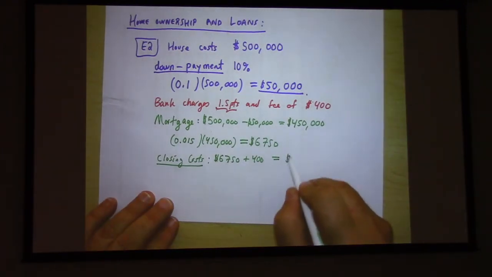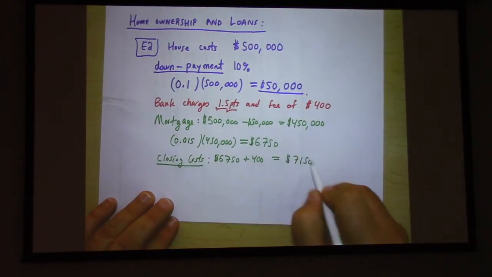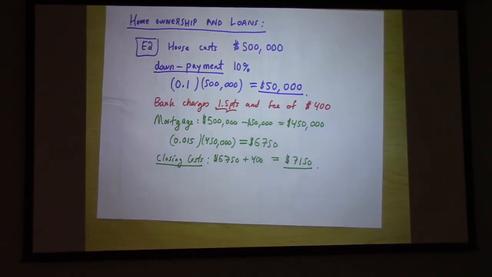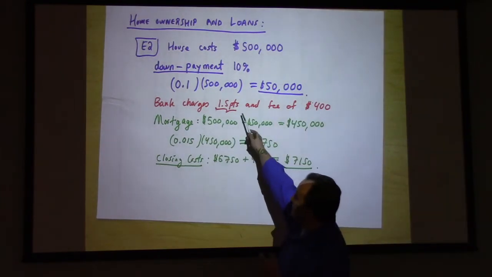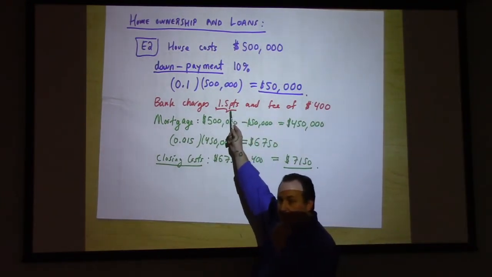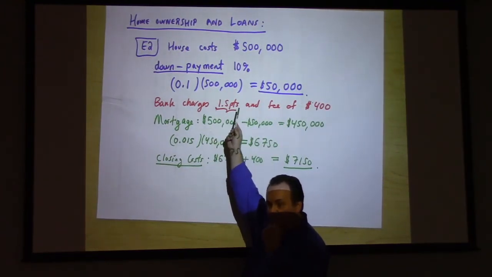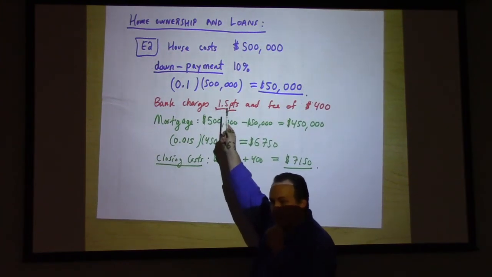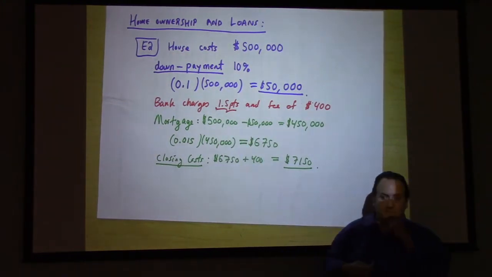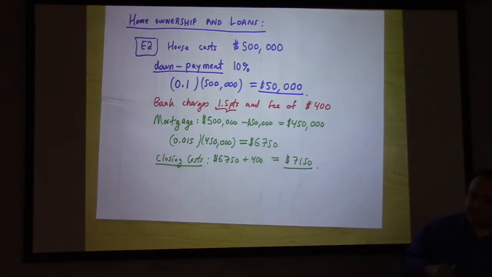$7,150. Okay, so, yep. How did you get the 0.015? So, because I said the bank is charging you 1.5 points for the loan origination, that means you have to take 0.015% of the cost of the mortgage to start the loan. So that's what points means.